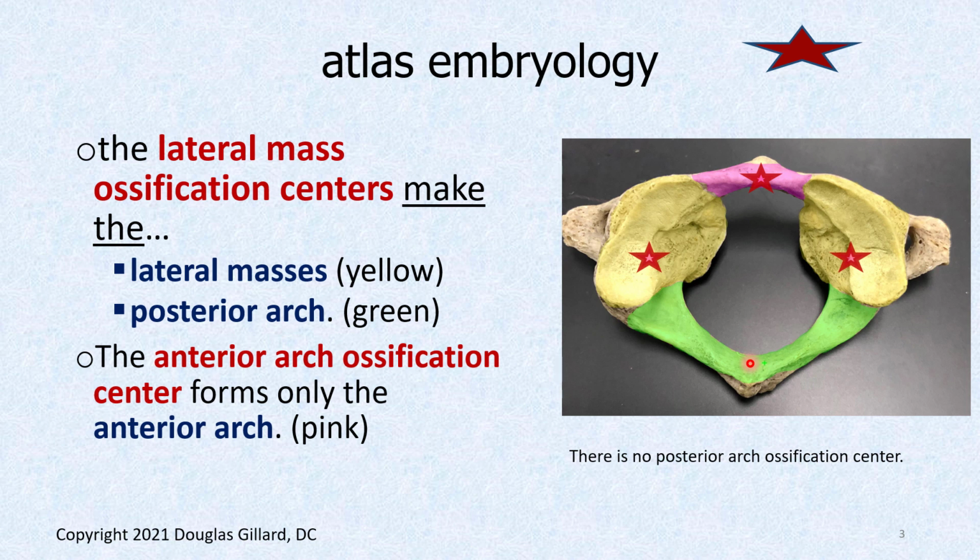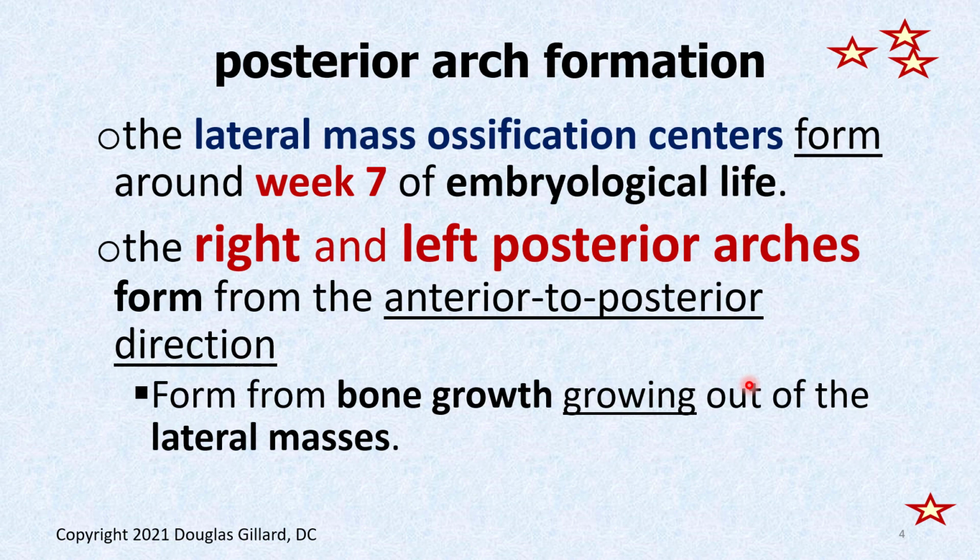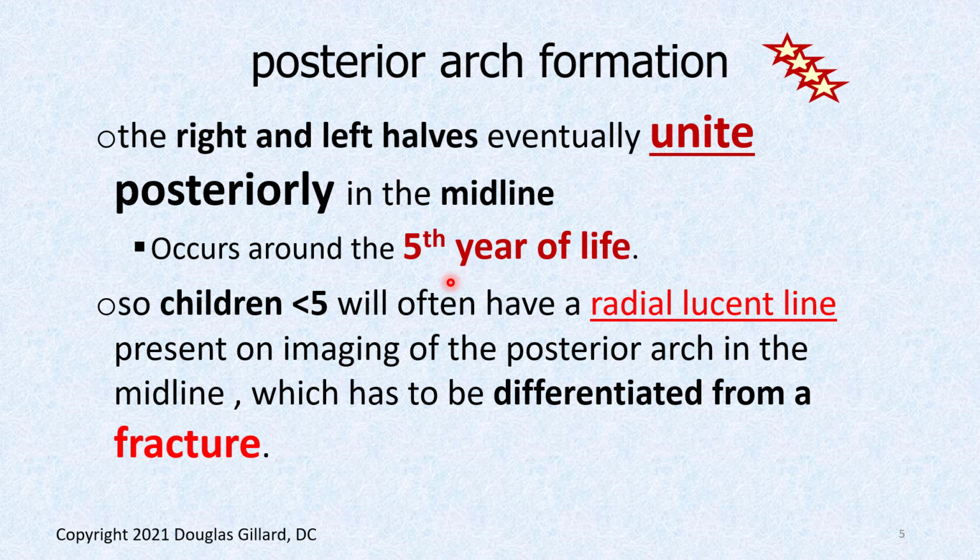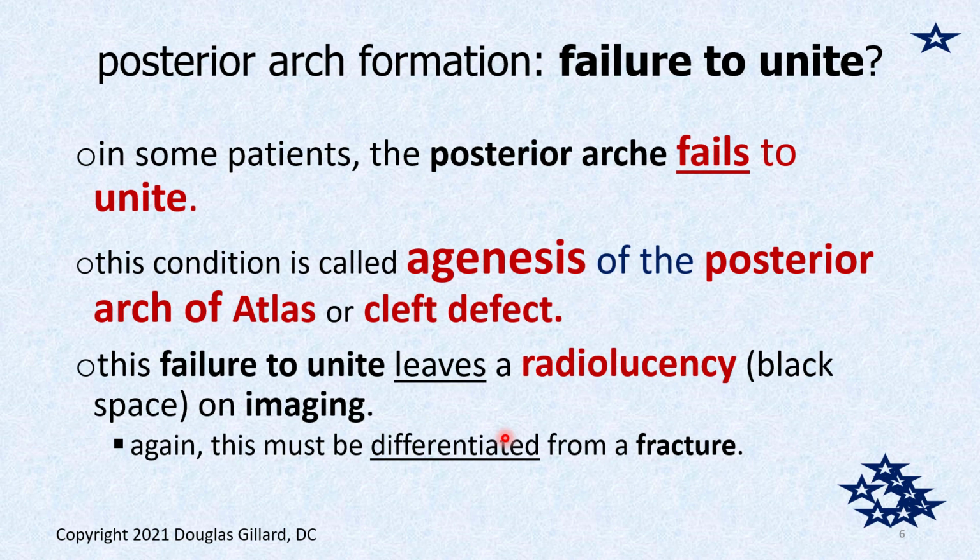Let me see if my drawing tools work. Oops. I think they do work. Yeah, so this thing will turn to bone except for a piece right here. So when you take x-rays of a little 2 or 3-year-old, you'll have a gap of bone right here. And it can look a little weird, especially if they've been in an accident. You worry if it's a fracture. So that little gap of bone doesn't fuse until, on average, about the 5th year of life. So kids less than 5 will have a black line on x-ray that's called a radiolucent line, one word. So you have to differentiate that from a fracture.